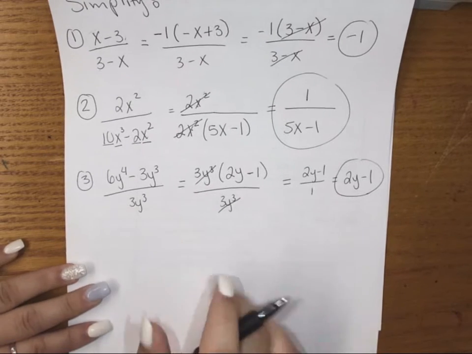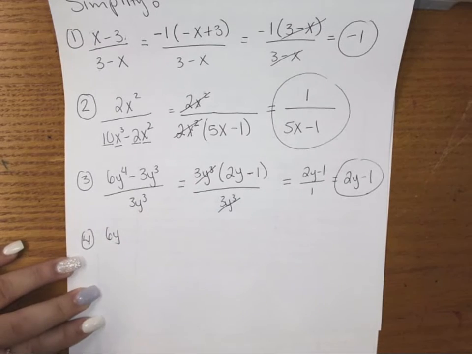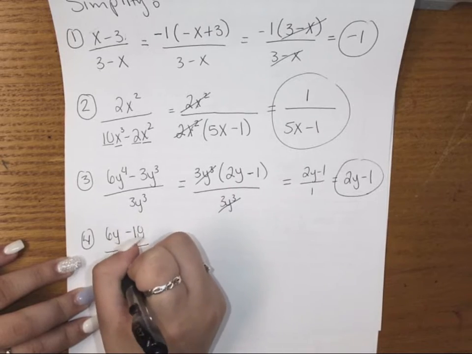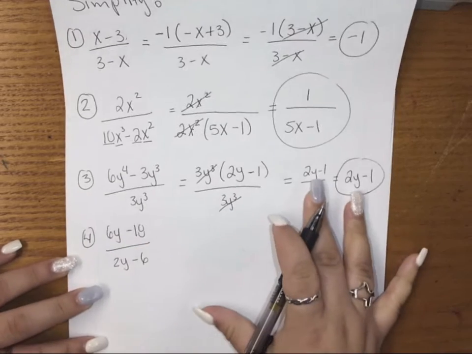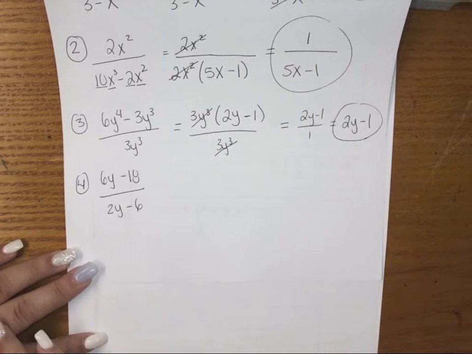So go ahead and do this one. Go ahead and give it a try on your own. If you have (6y − 18) over (2y − 6), come back to the video after you complete this one.